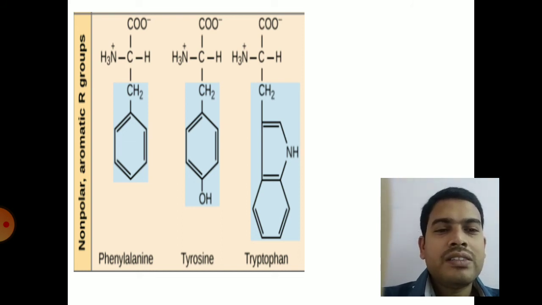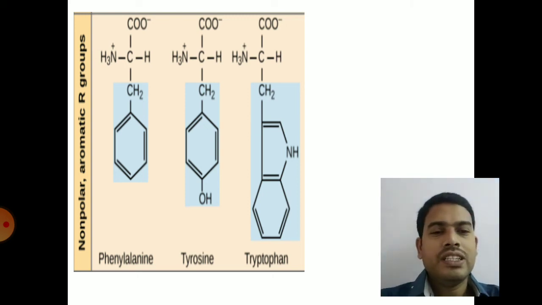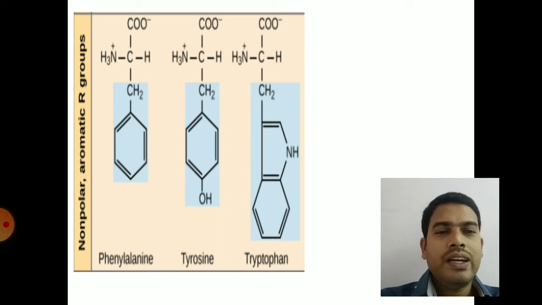So tryptophan contains an indole ring. You can clearly see the indole ring in the structure. So that ring is called the indole ring of tryptophan. To the methyl group, an indole ring is attached. So that is tryptophan.